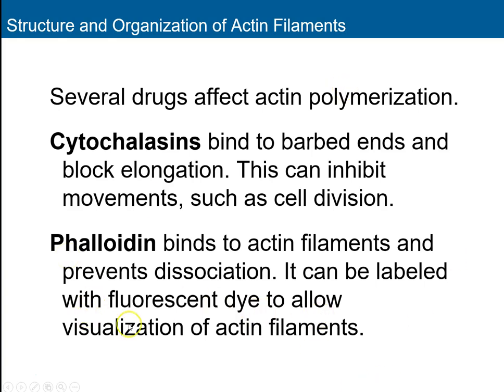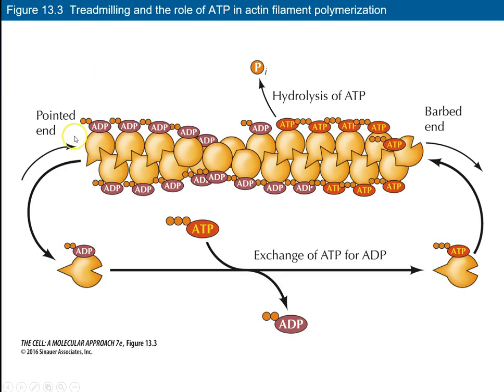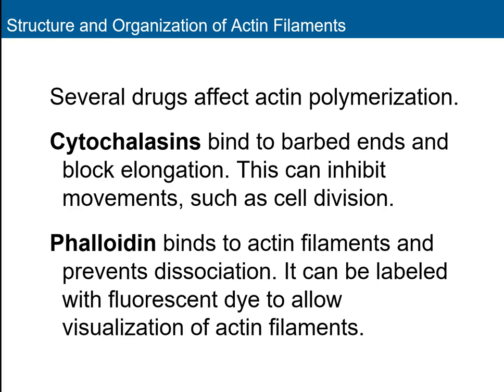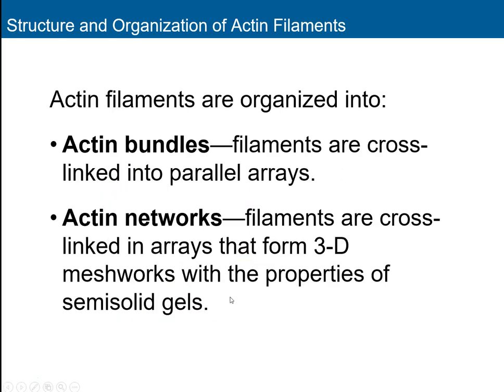So it says it can be labeled with fluorescent dye to visualize actin filaments, right? Again, these are things that are used in the lab. So if you have that phalloidin bound with a fluorescent dye and you allow it to bind to the actin, it's just going to stay bound, right? And then you'll be able to see those actin filaments, okay? So I guess you can think of it as sort of stabilizing the actin filaments.